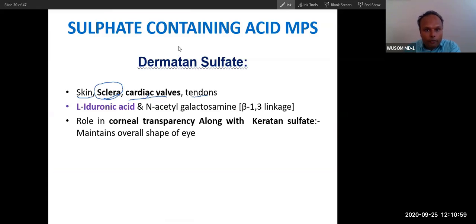Okay, the role of this dermatan sulfate. What is the role of dermatan sulfate? It is for corneal transparency, along with keratan sulfate. Dermatan sulfate is present in the cornea. It helps in corneal transparency. Because the cornea is transparent, we are able to see the image.